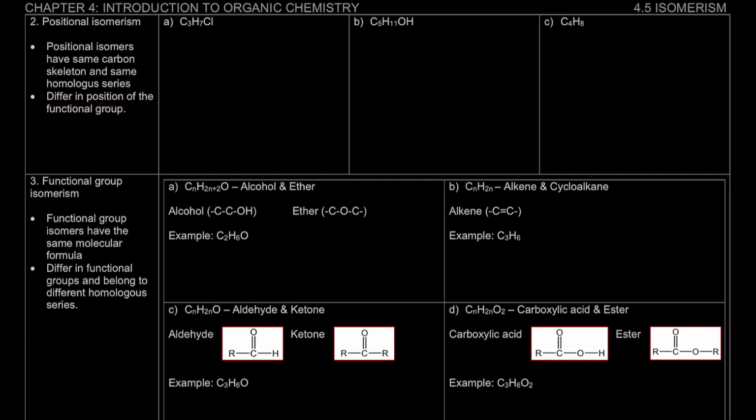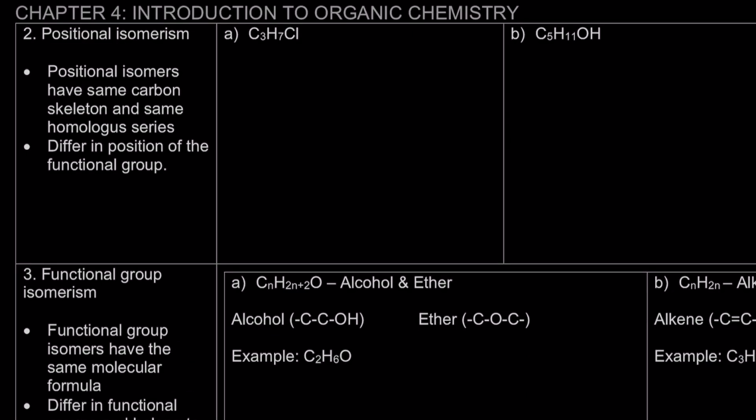Okay, so let us look at example A here. Example A, C₃H₇Cl. So Cl is our functional group, which is halogen. When we draw it, again, it has the same carbon skeleton. So first I'm going to draw the carbons, we have 3. 1, 2, 3. Each carbon has 4 covalent bonds. But then we have the functional group here, which is Cl.